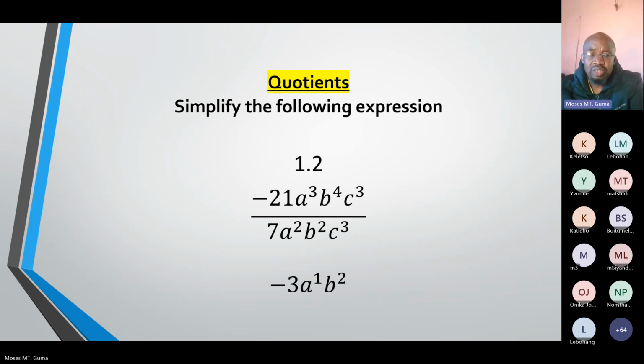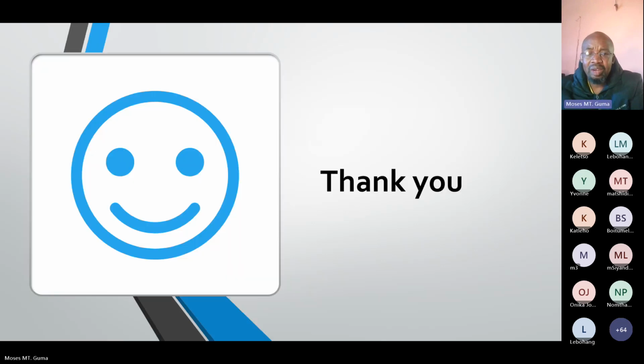Okay, that brings us to our end of this beautiful session, which is algebraic expressions, where we were doing what? Where we looked at the mathematical operation, division, and multiplication.